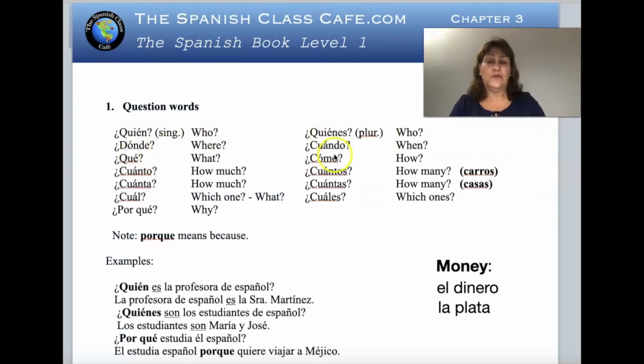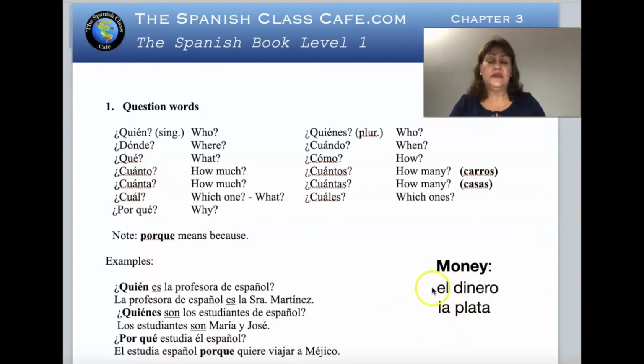Now, ¿dónde, cuándo, qué, cómo, cuánto? ¿Cuánto, cuántos, cuánta, and cuántas? This depends on the gender of the noun that we are using. Then it depends on the gender and the number. Then it will say cuánto. Okay, let's look at cuánto and cuánta. Let's go here. We have money.